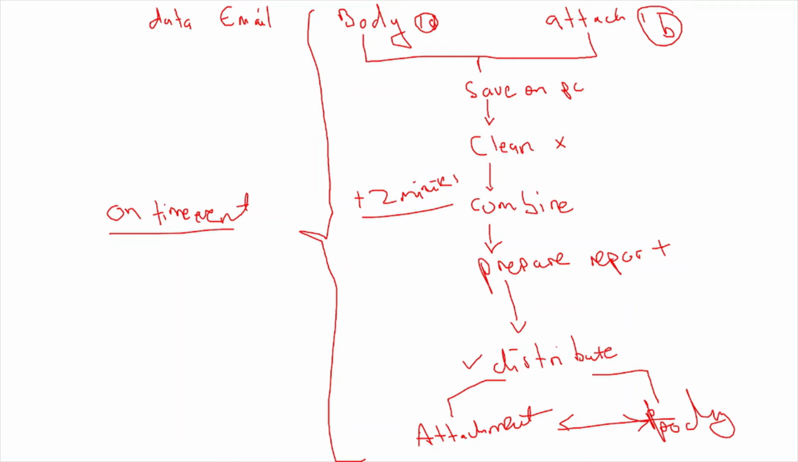This is day 132, and today we are looking at how to prepare a report. So previously we looked at how to get the data from an email, save it on a PC, clean it, and combine it. So if you have multiple sheets, how to combine them. And now we are looking at preparing a report. And to do that, we are going to use something that is called Power Pivot and a data model.